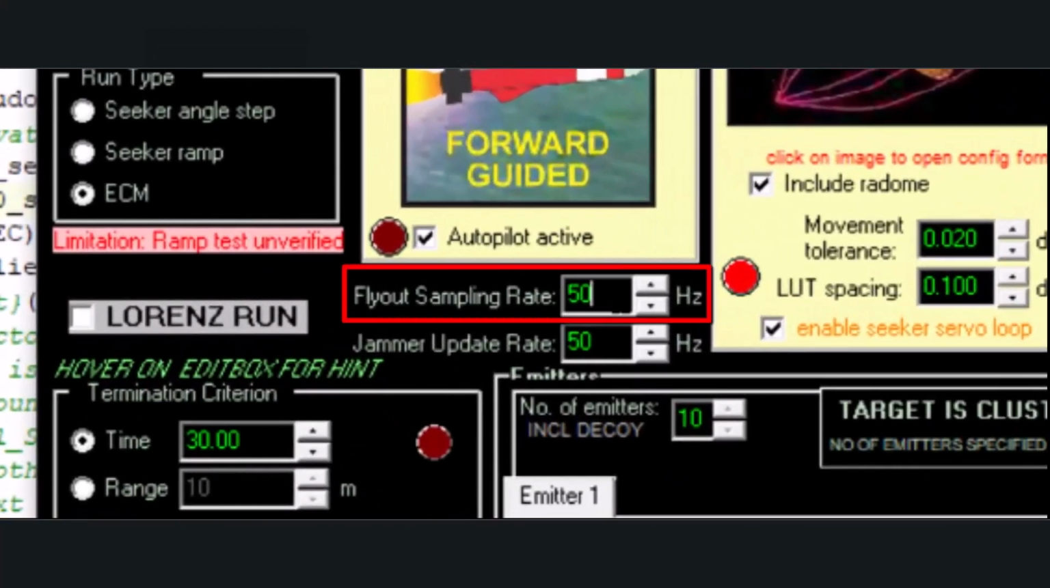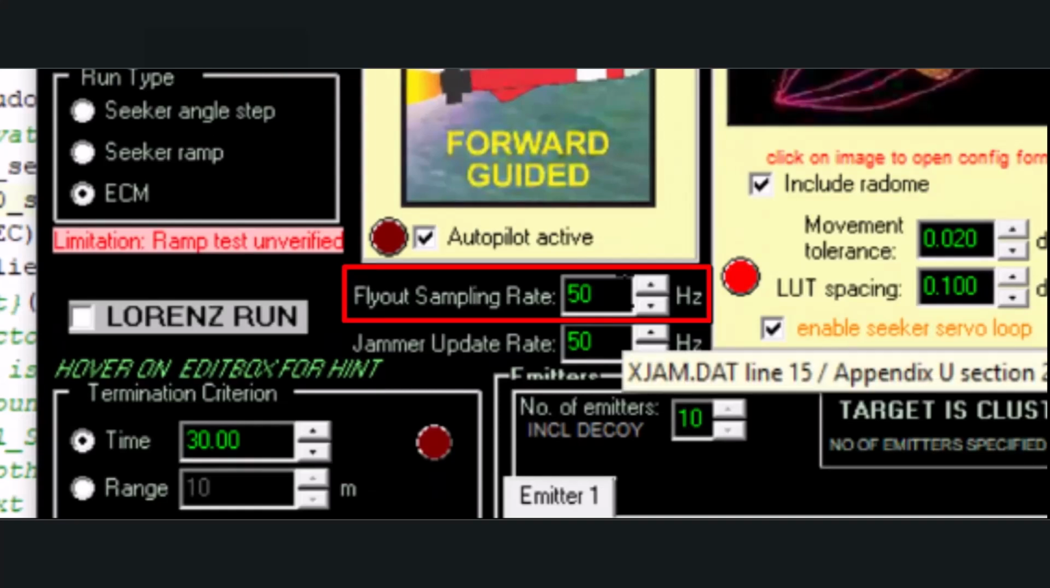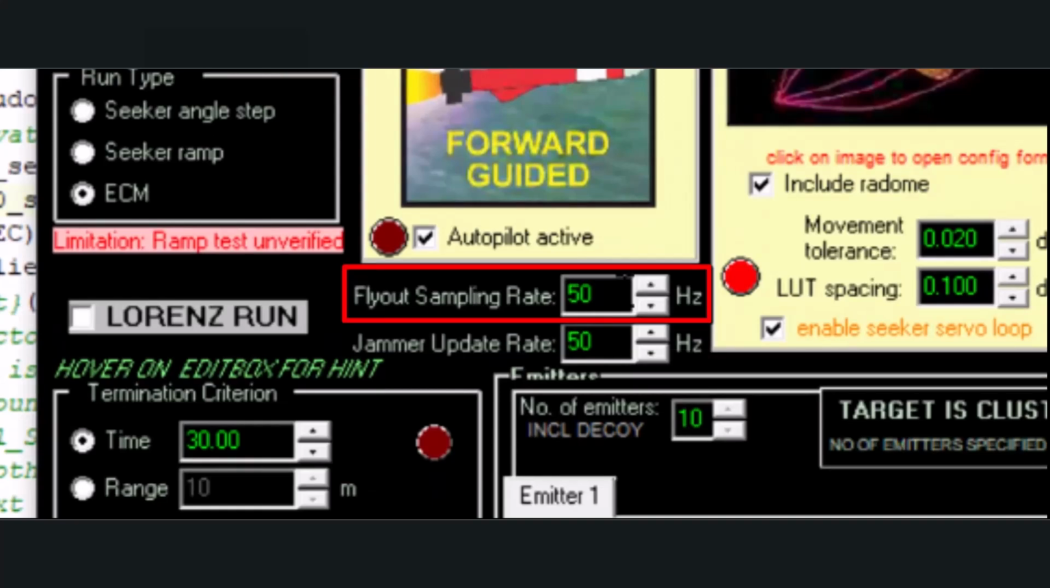Fly out sample rate right here. Set at 50 hertz. This is the data recording rate in hertz. So as the missile is flying along and the simulation is running, it's generating data very, very densely to solve the differential equations, but it's only logging them at this rate.